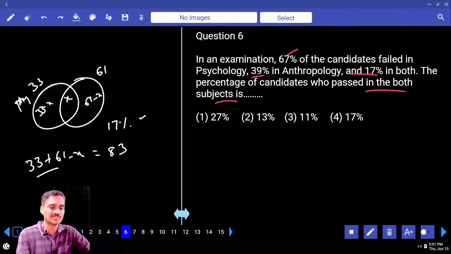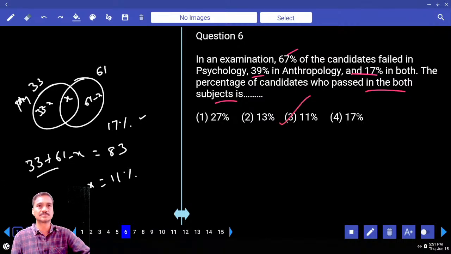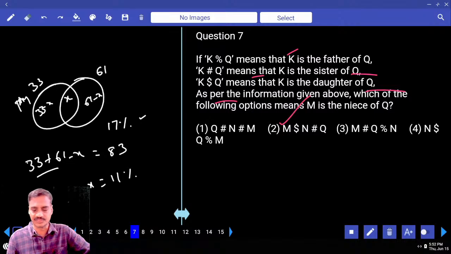Then 33 plus 61, how much is that? 94. And x equals how much? 11%. Now x is 11%, that is choice 3. Done with this? Now there are 2 to 3 different ways of working out this one. You can do it any way, man.